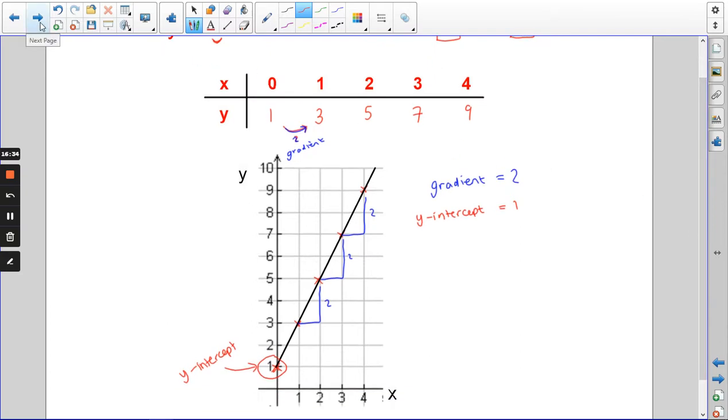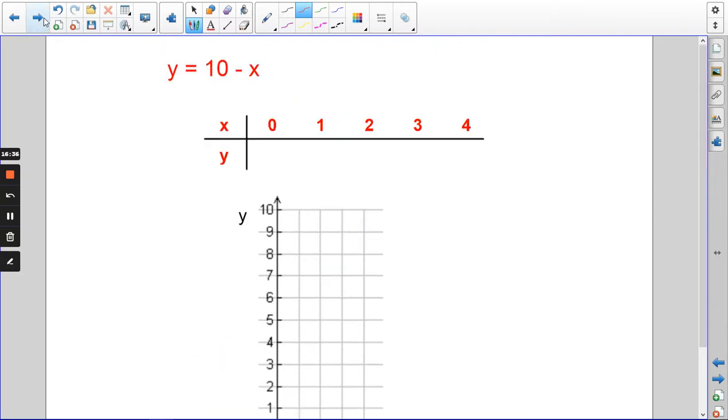Now then, we're going to make it slightly more difficult. Okay, so our equation this time is not x plus 10 or x take away 10. I've switched it around, it's 10 take away x. Pause the video if you need to draw the table. Okay, when you're ready, press play.